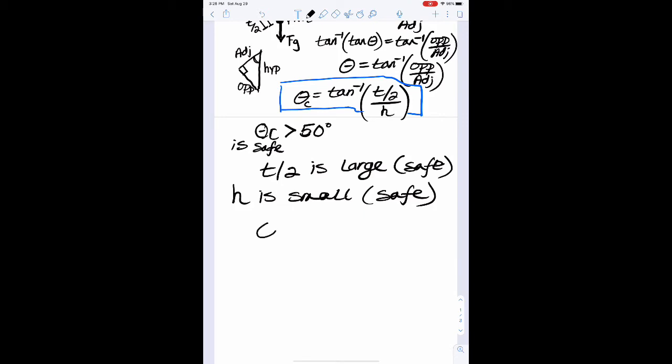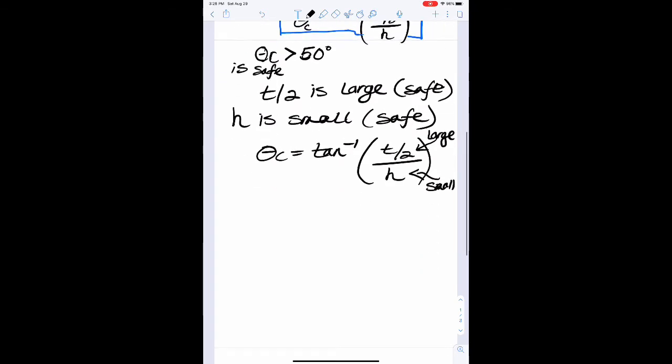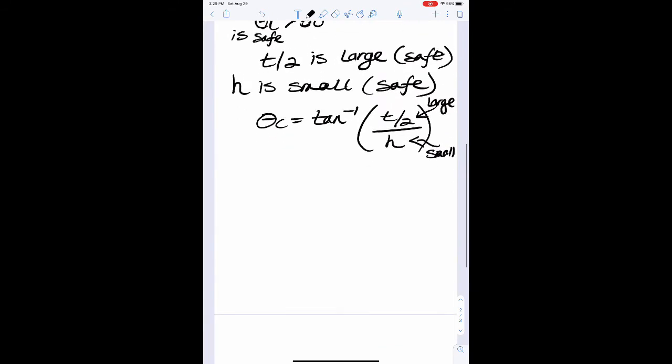So looking at the formula then, when h is small and when t over 2 is large, we want this number in parentheses that we're taking the inverse tan of to be as large as possible. It's kind of the idea, a large numerator and a small denominator. Okay, all right, so let's go ahead and look at some examples of how we use this.